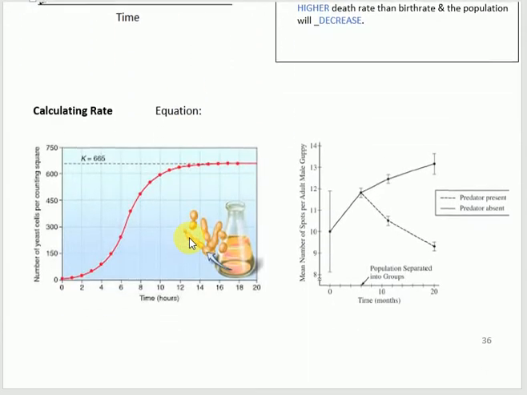So how are we going to calculate these kind of problems? If you remember, calculating rate is a change in something over a change in another. So we will be looking at a change in population over a change in time.